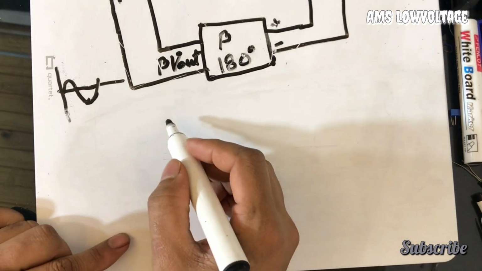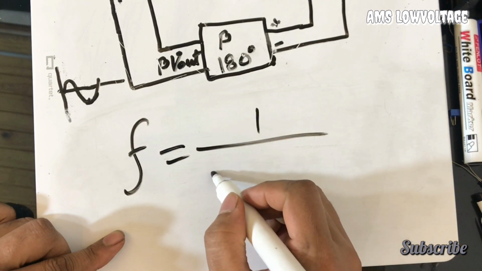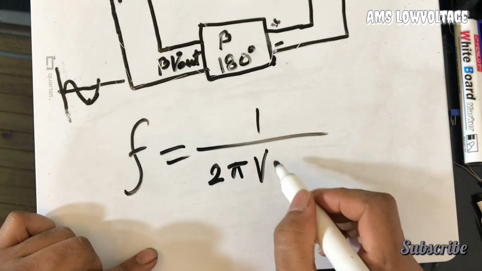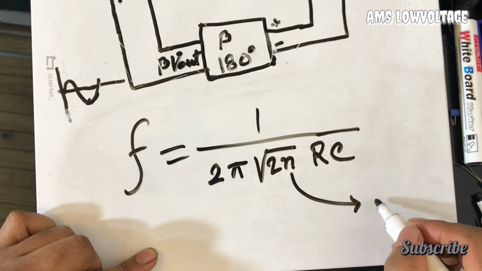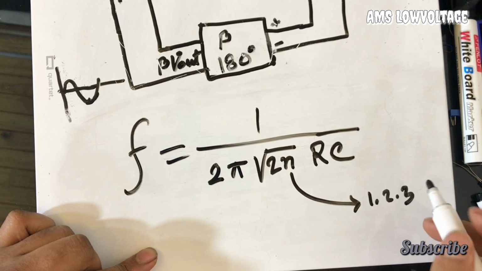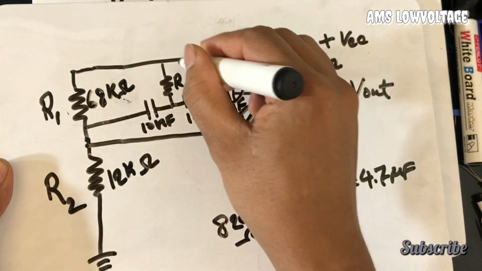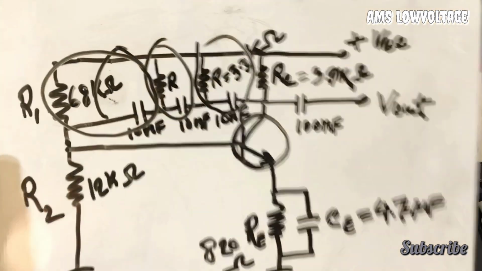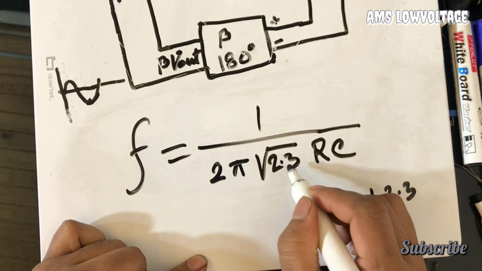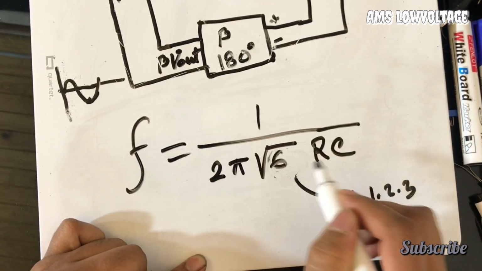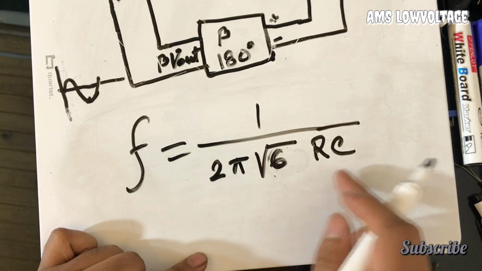The frequency of oscillation for this circuit we can get from this equation. The frequency f is equal to 1 over 2 pi root over 2 n RC. The n is the number of RC stages, like 1, 2, 3. We are using 3 stages: 1 stage, 2 stage and 3 stage. So the value of n is equal to 3, and 2 times 3 is equal to 6. So we can determine the frequency using 2 pi root 6 RC.